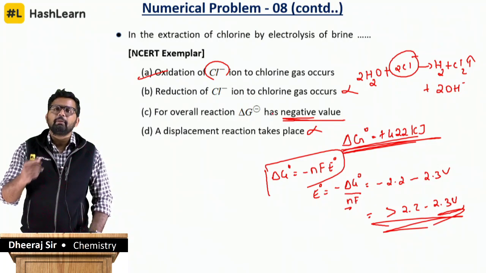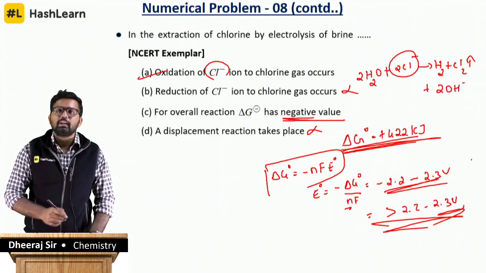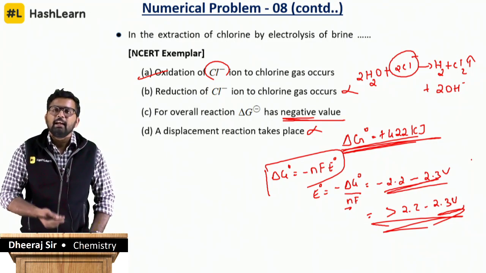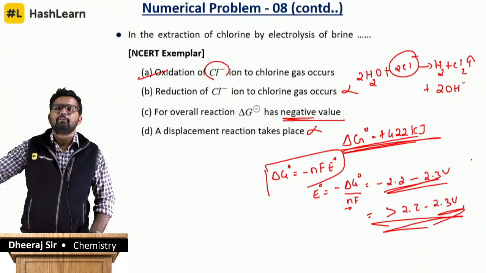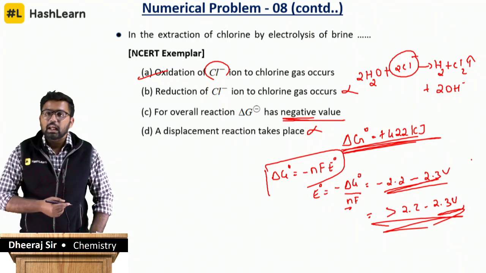If the reaction would have been feasible, I don't have to supply this 2.2 to 2.3 volts of current. The electrolysis process would have happened just like that, wherein the chlorine gas should have liberated from the anode and it is hydrogen which should have liberated from the cathode.